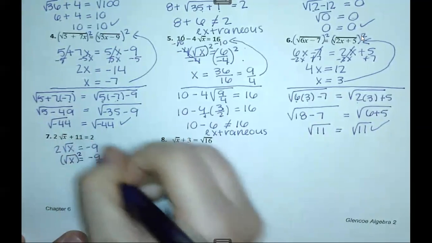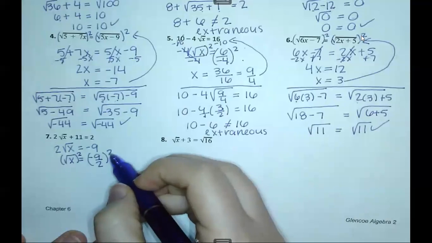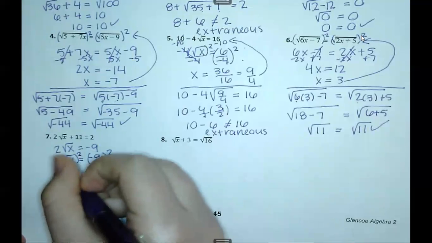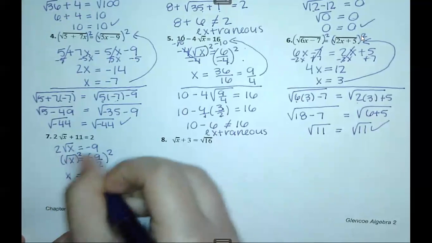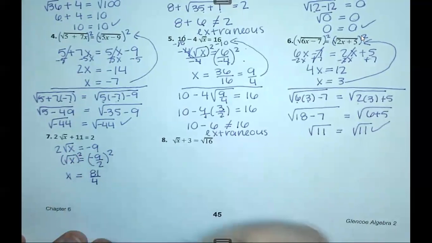Now I need to get rid of the radical. So I square both sides. Now remember, that means we're squaring the top and the bottom, or multiplying across times itself. So that's going to give you 81 over 4.